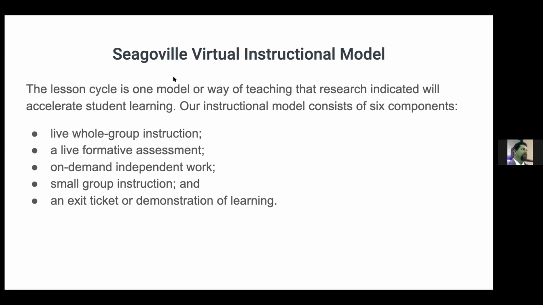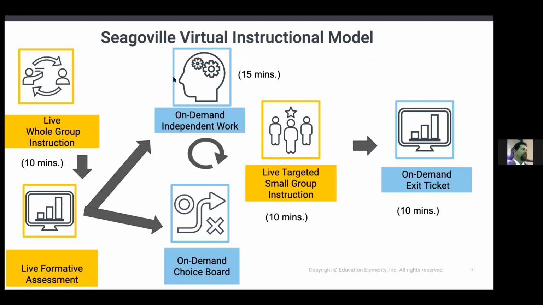Now, for those who are more visual learners and who like to look at things, this is kind of what it looks like. We're going to start over here in our live group instruction. We're going to have our students come on the screen. We're going to greet them, and we're going to spend about 10 minutes doing our whole group instruction. We're going to give them a quick assessment to see where they are. And based on that, we're going to put them into 2 groups.